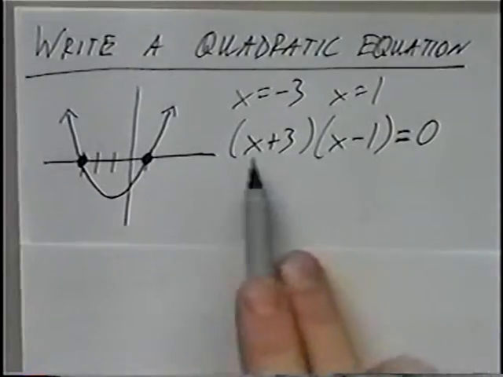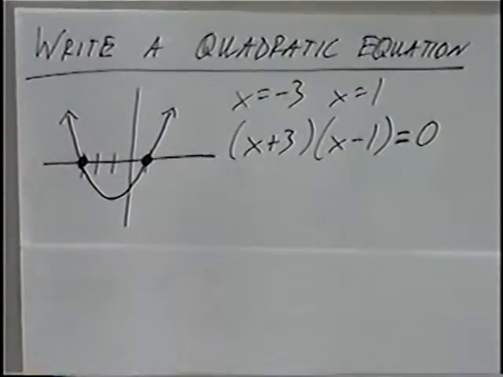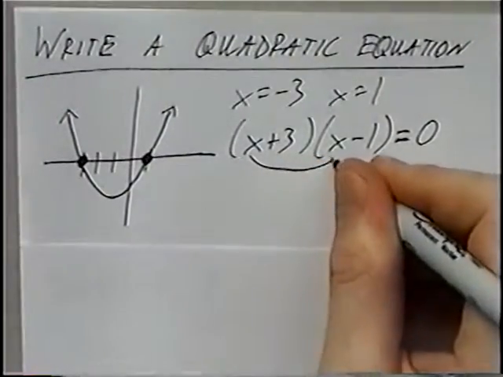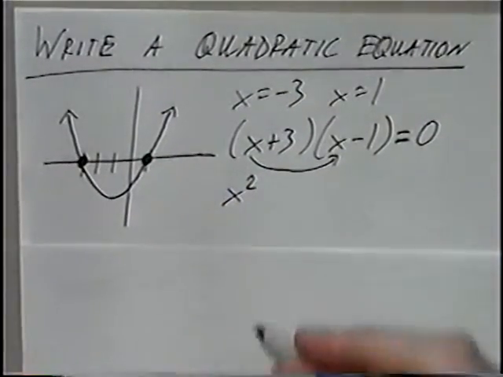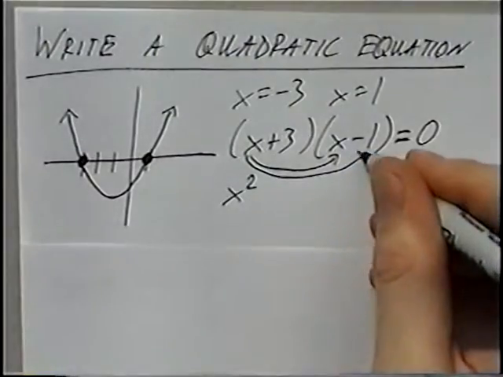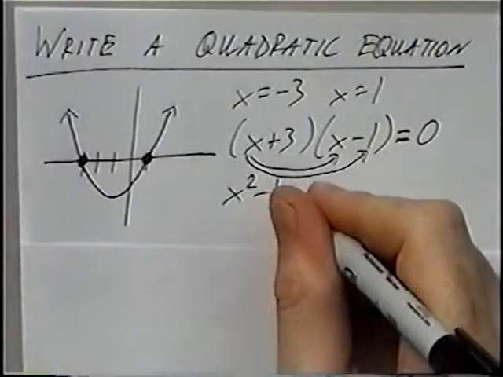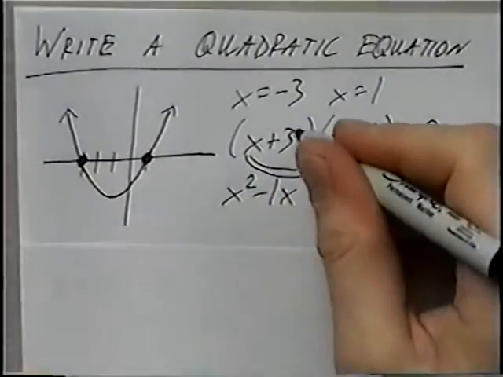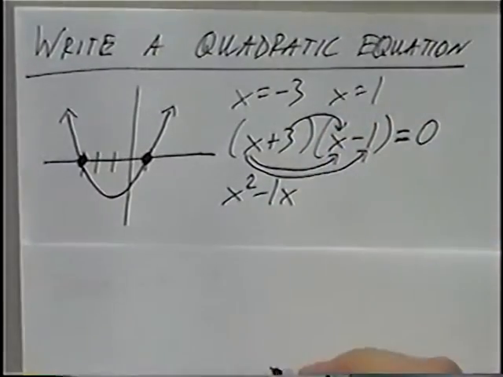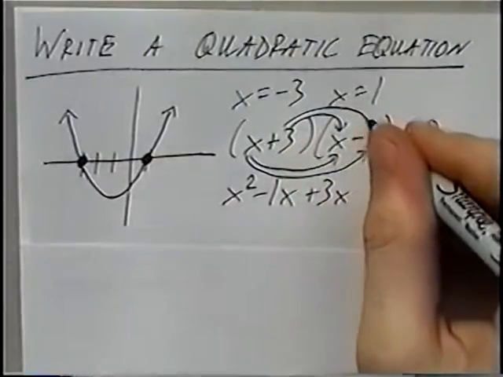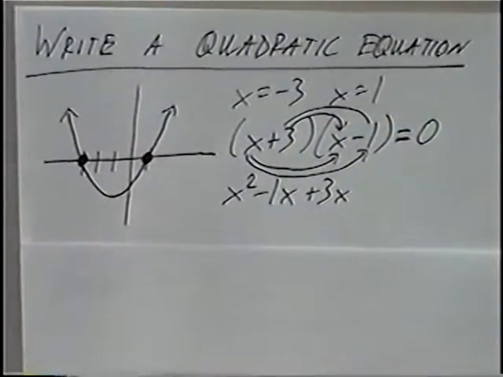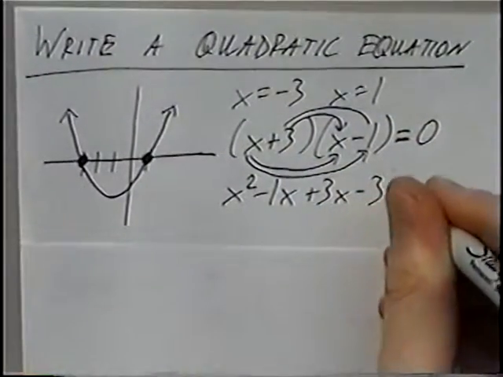Simplifying this, we can multiply or FOIL the two parentheses. Foiling the first terms, x times x would be x squared. Multiplying the outside terms, x times a -1 would be -1x. Multiplying the inside terms, 3 times x would be 3x. And multiplying the last two terms, 3 times -1 would be -3, equals 0.